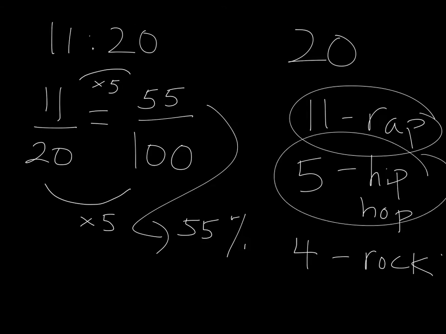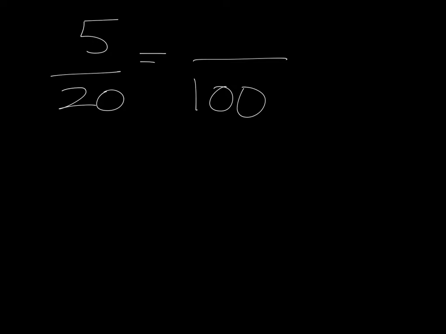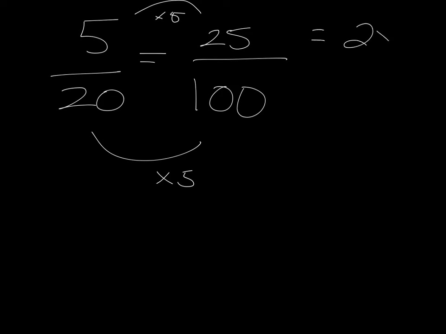I'm going to do the same with hip-hop, and the same with rock. With hip-hop, 5 out of 20 people liked hip-hop. What percentage of the class is that? Again, put it out of 100. 20 times 5 equals 100. Whatever we do to the bottom, we do to the top. 5 times 5 is 25, which means that 25% of people like hip-hop.